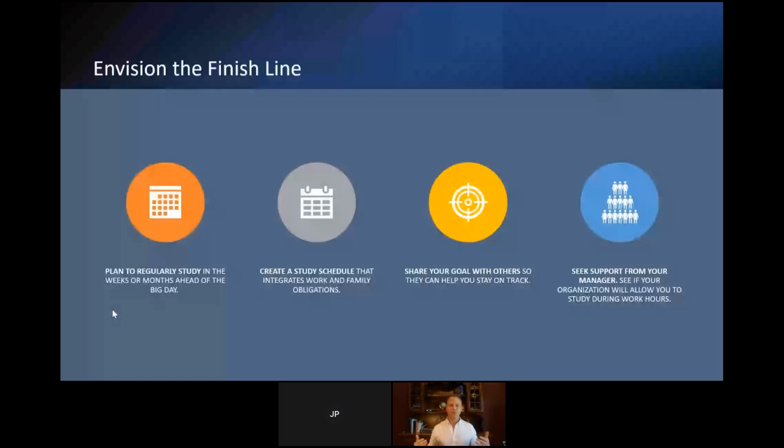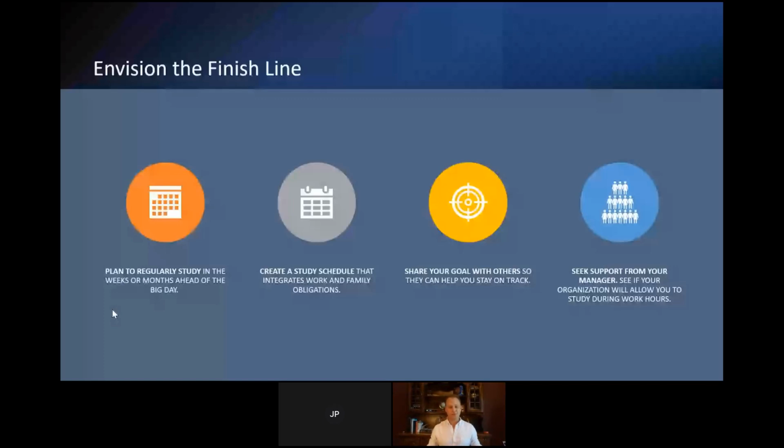Create a study schedule. Most of us out there are professionals. We've got families, but we have to make these obligations to do that studying. And creating that routine and that habit is one of the first tasks in ensuring that you're prepared and ready for the exam.